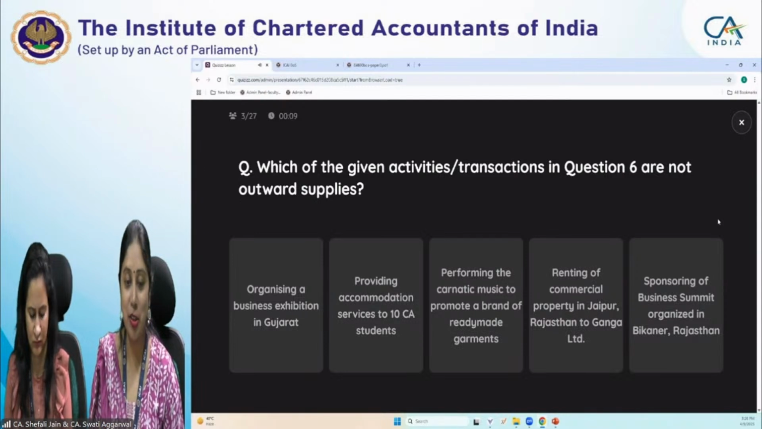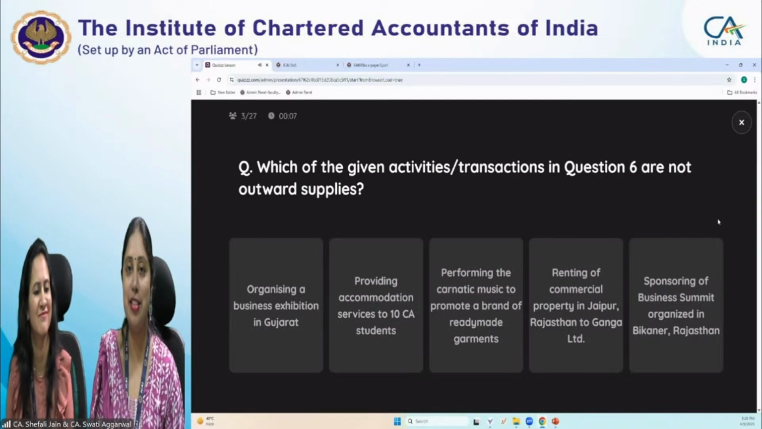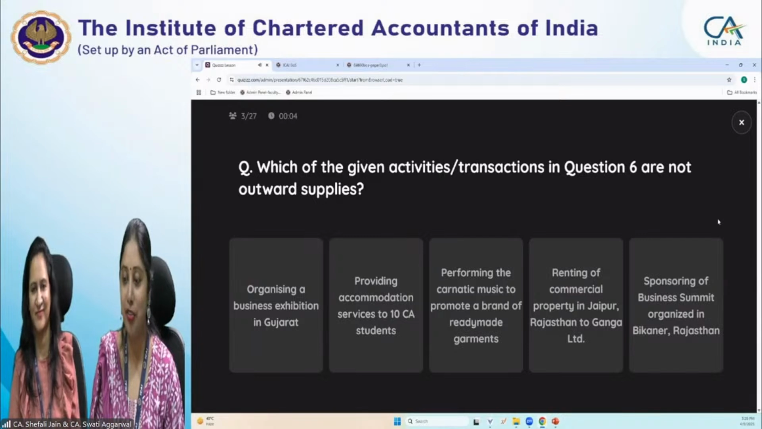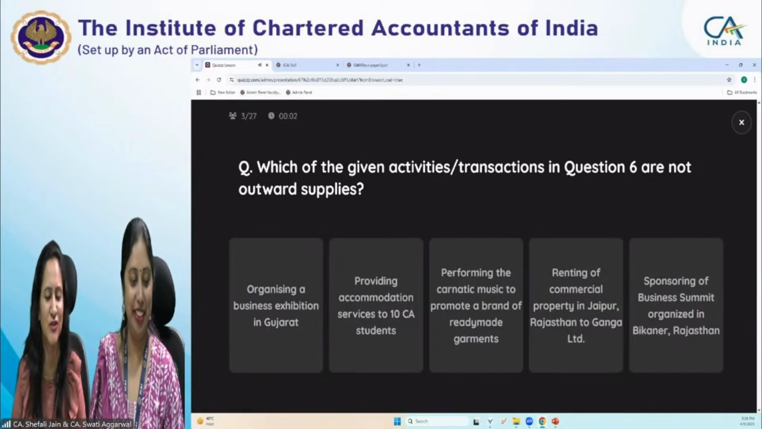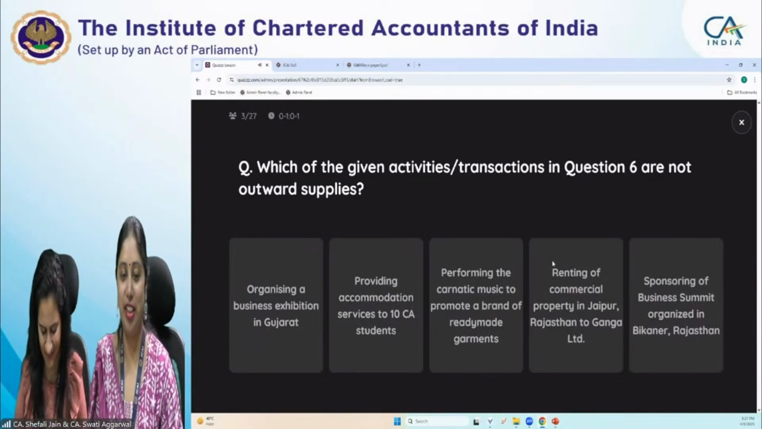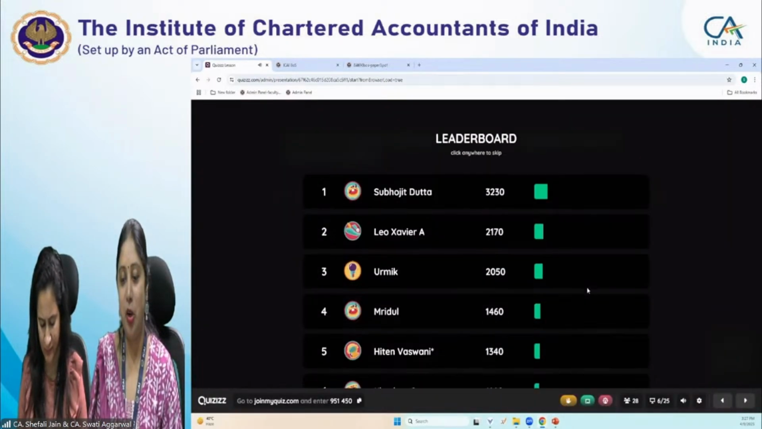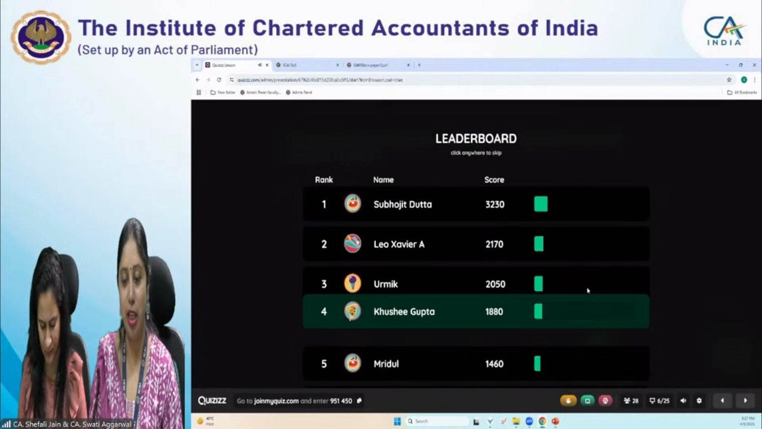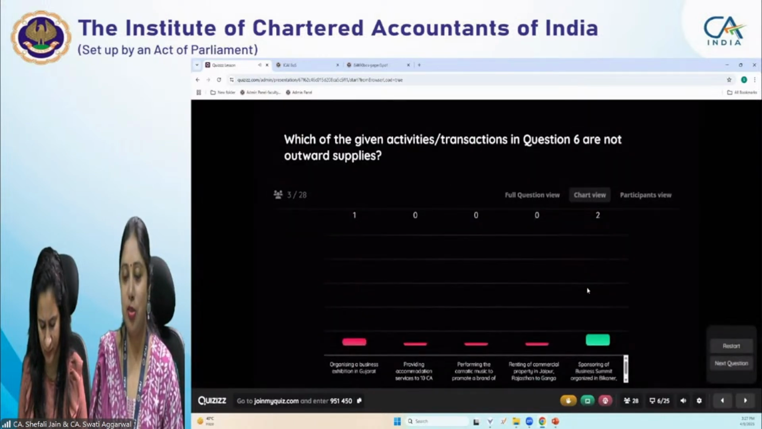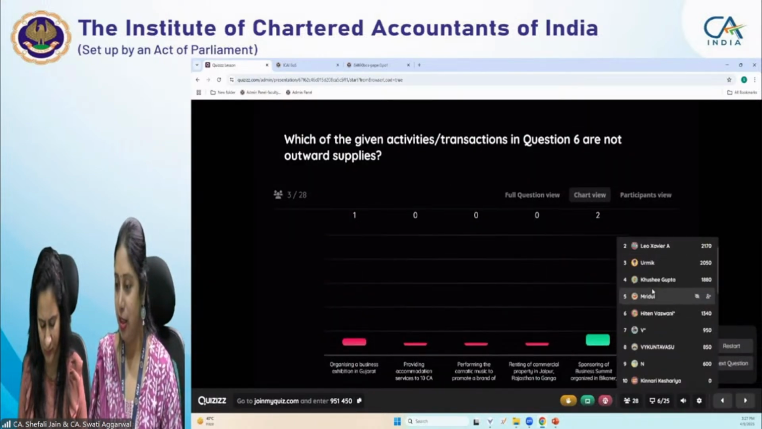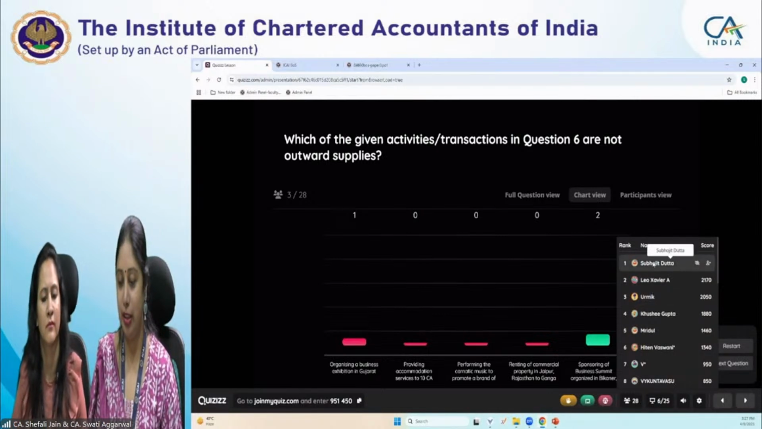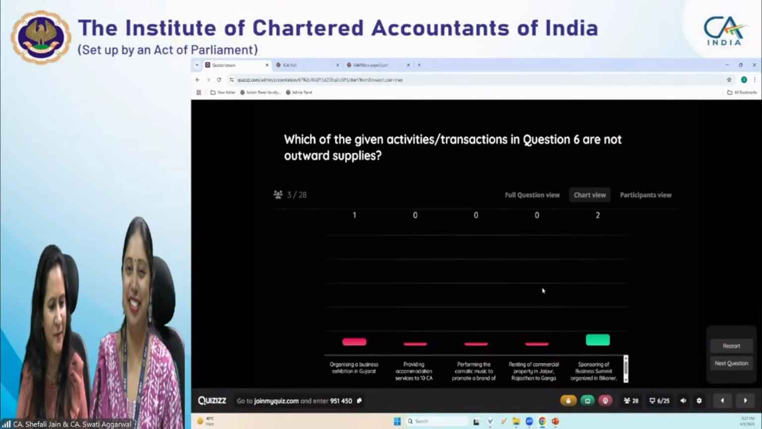Very few answers in this question, though we were expecting a lot more because this is comparatively an easier question. Okay, so time is up. We got 3 answers for this. On the leaderboard, we have Shubhajit on the top again, but I don't think his score has increased. Shubhajit, we want to know whether you have answered it correctly or not. Then Leo, Urme, Khushi, Mridul, Hiten, and only 2 students have correctly replied.